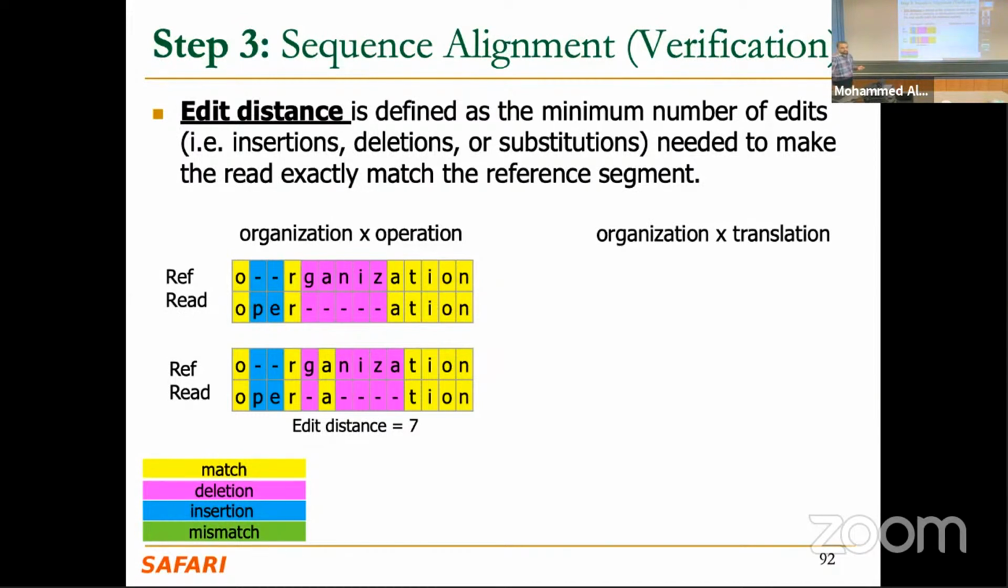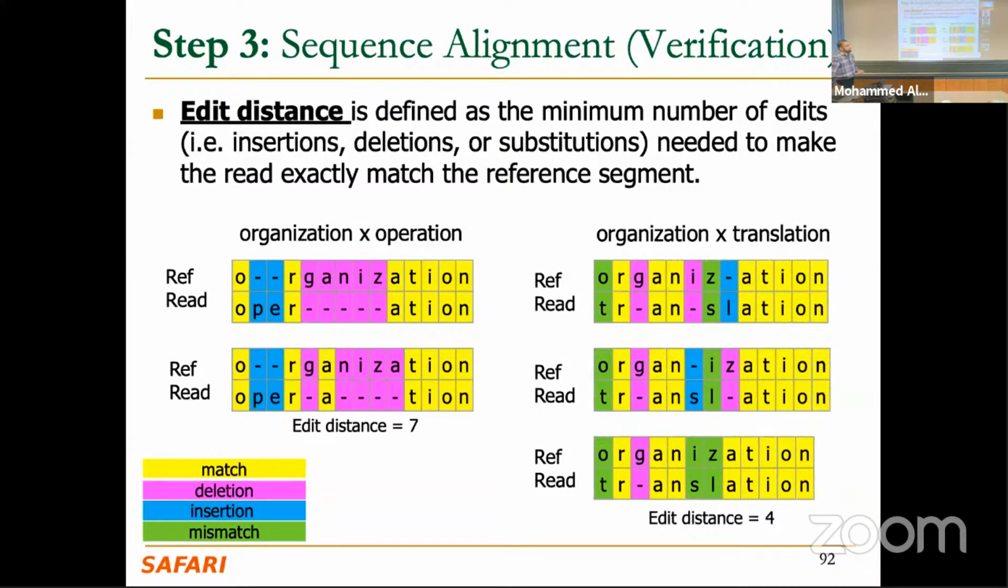Which one is better? It depends on you, the user. He will specify a penalty for insertion, a penalty for deletion, a penalty for substitution, and also a penalty for the gap. So you want one longer gap or two shorter gaps, for example. That is also user configuration. So you are telling which one of these is better for your case or the disease you are studying. That's what we call the alignment score or scoring scheme.